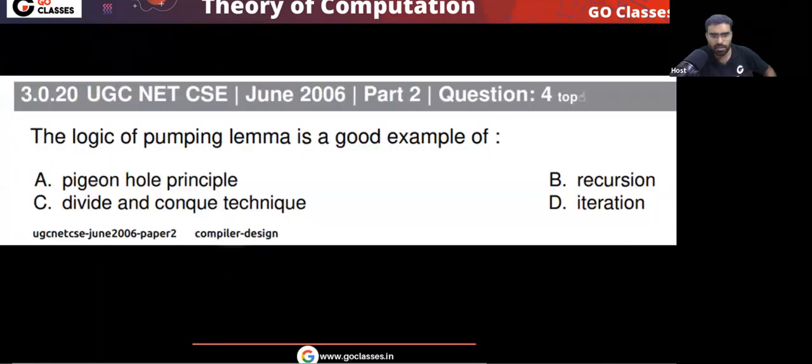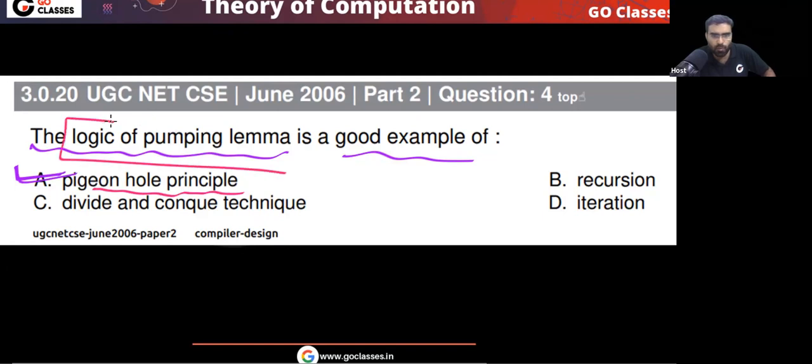Let's move on now. This is your GATE exam question. Sorry, UGC NET exam question. This is your UGC NET 2006 question. Tell me the answer. What is the answer for this question? The logic of pumping lemma is a good example of pigeonhole principle. In the proof of pumping lemma, we use the concept of pigeonhole principle, right? This proof we have already seen.